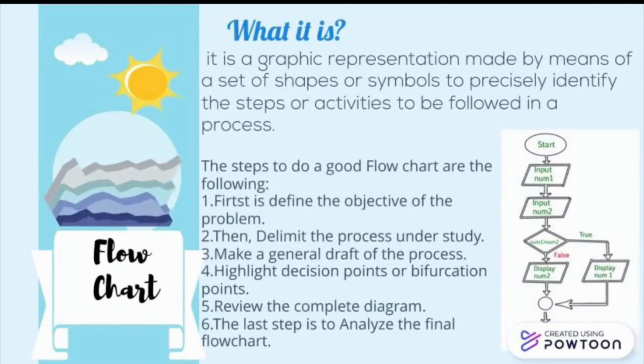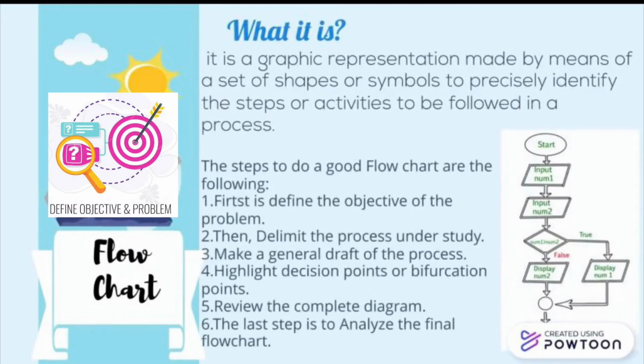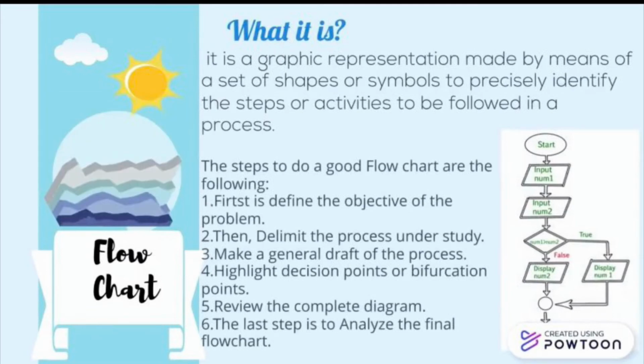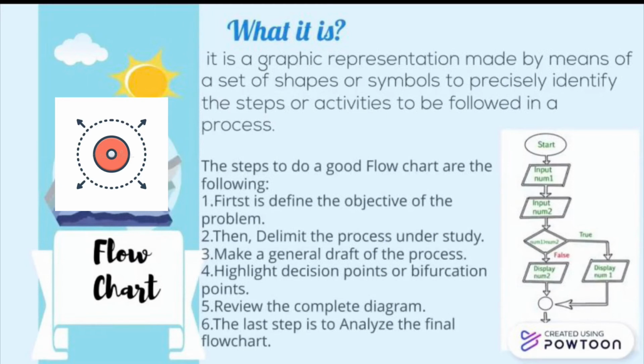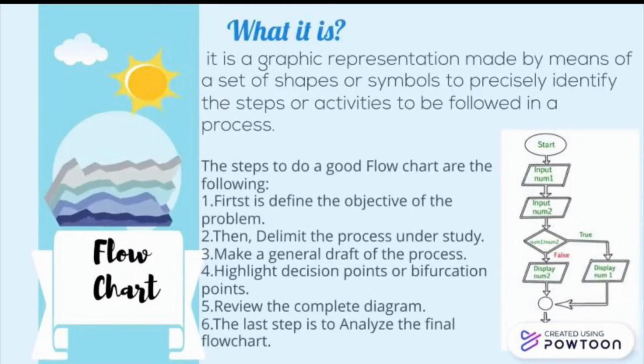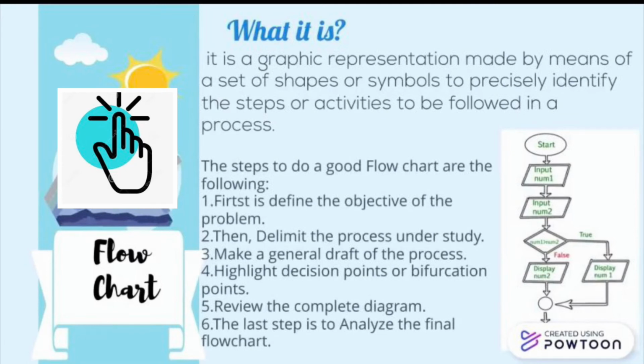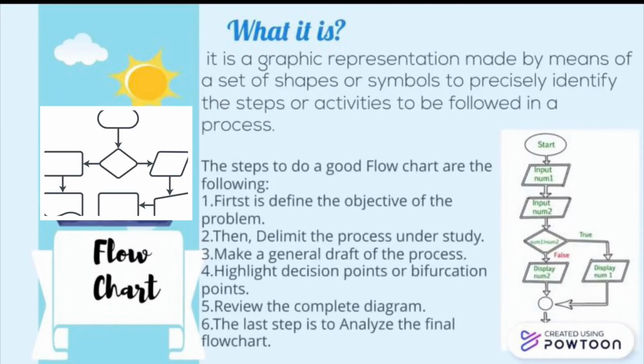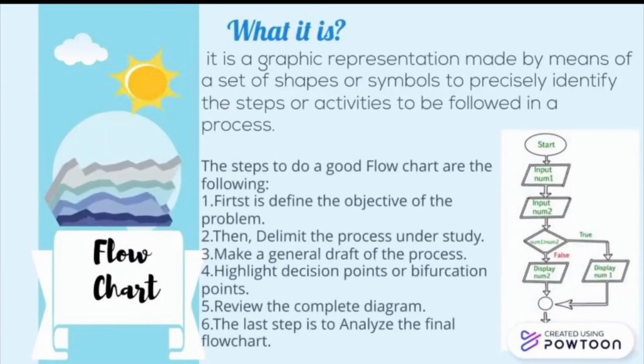The steps to do a good flowchart are the following. The first step is define the objective of the problem. Then, delimit the process under study. Step 3. Make a general draft of the process. Step 4. Highlight decision points or bifurcation points. Step 5. Review the complete diagram. The last step is to analyze the final flowchart.